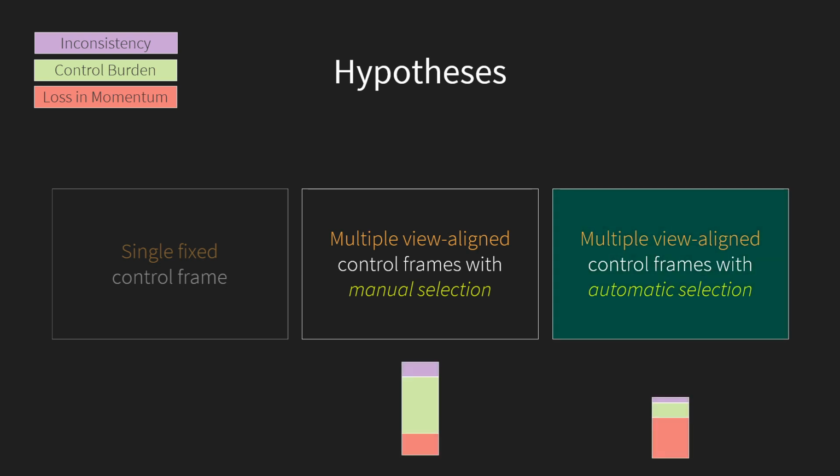During manual selection, we expect the control burden to be a significant cost because of the already high cognitive demands of telemanipulation. We expect this cost can be reduced with automatic selection. We expect the total cost to be lower with automatic selection and thus expect better outcomes. In the next section, I'll discuss the user study that we conducted to test these hypotheses.